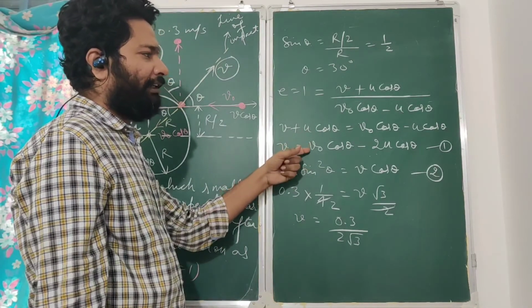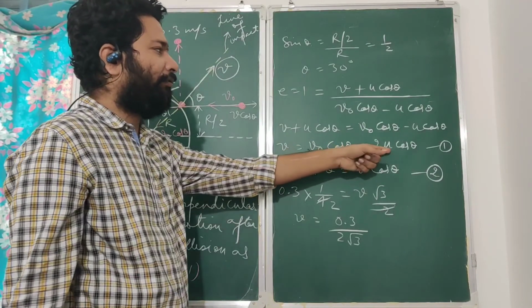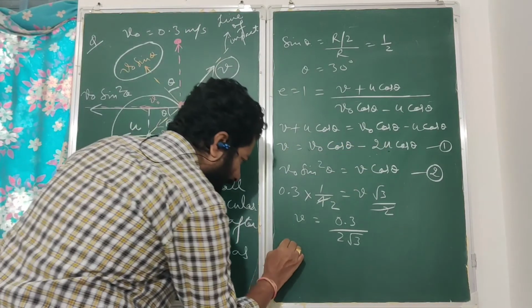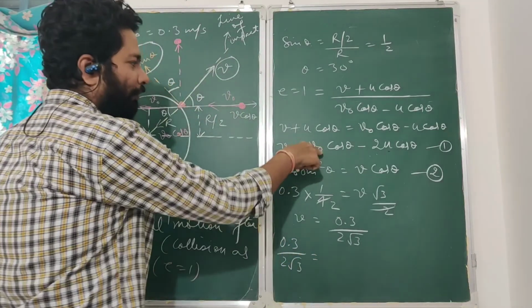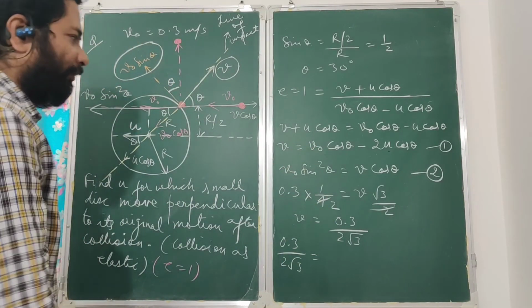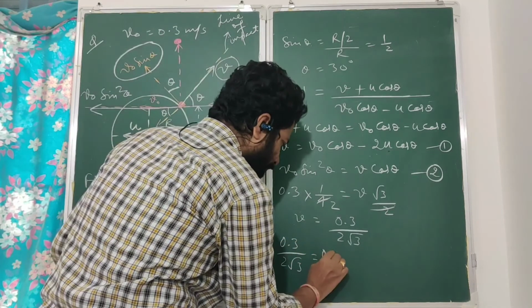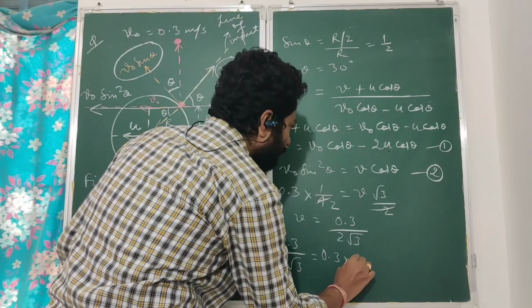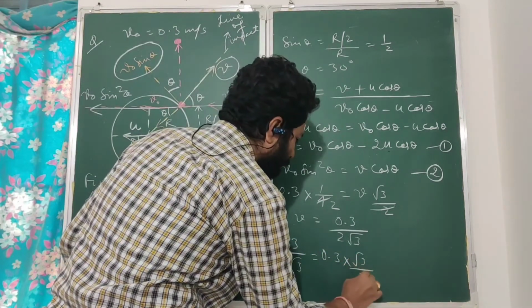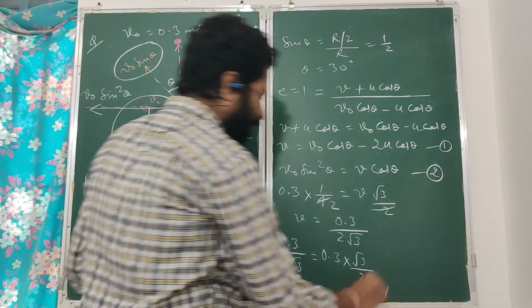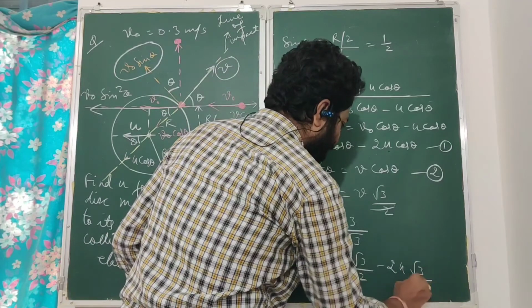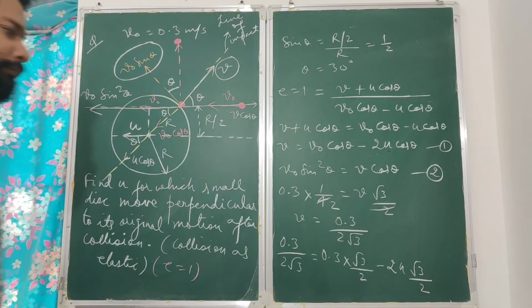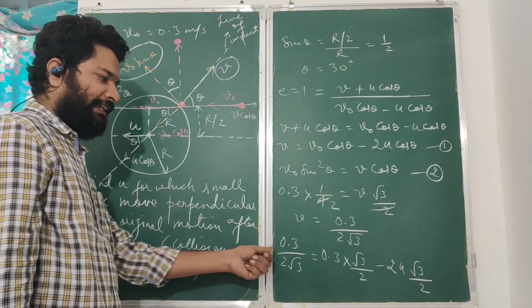Now we can use it in the first equation to get the value of u. So we can write 0.3 by 2 root 3 equal to v naught, 0.3, into root 3 by 2, minus 2 into u root 3 by 2. I hope no one is having any doubt till here.